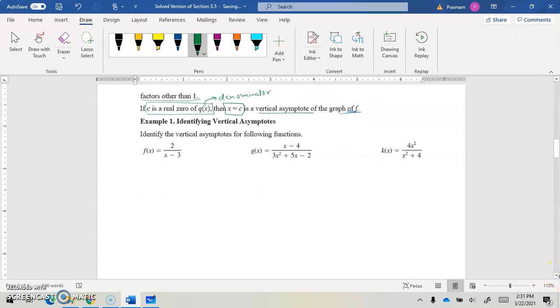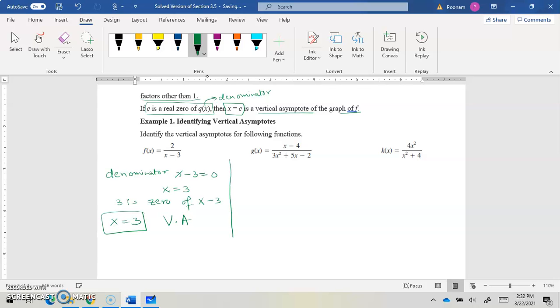So let's see an example. The first step is to find the denominator. The denominator in this case is x minus 3. You set it equal to 0 to find its zeros. So x equals 3 is the zero of the denominator, which is x minus 3. That means x equals 3 is your vertical asymptote.